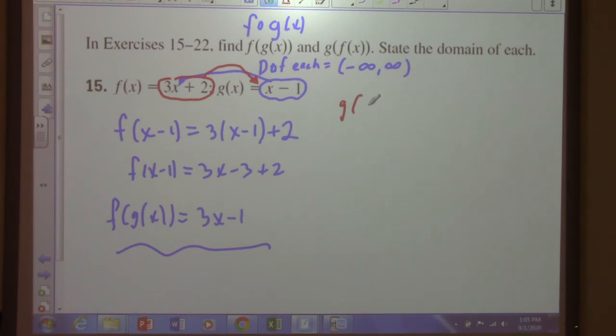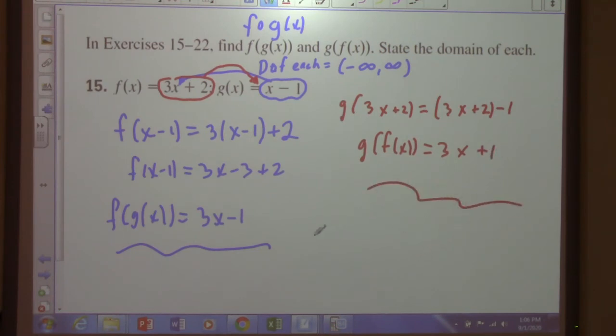So g of 3x plus 2 is equal to 3x plus 2 minus 1, which will be 3x plus 1. Okay, similar, and they have the same slope but different y-intercept, right? So that's really what there is to it. Questions on this one?